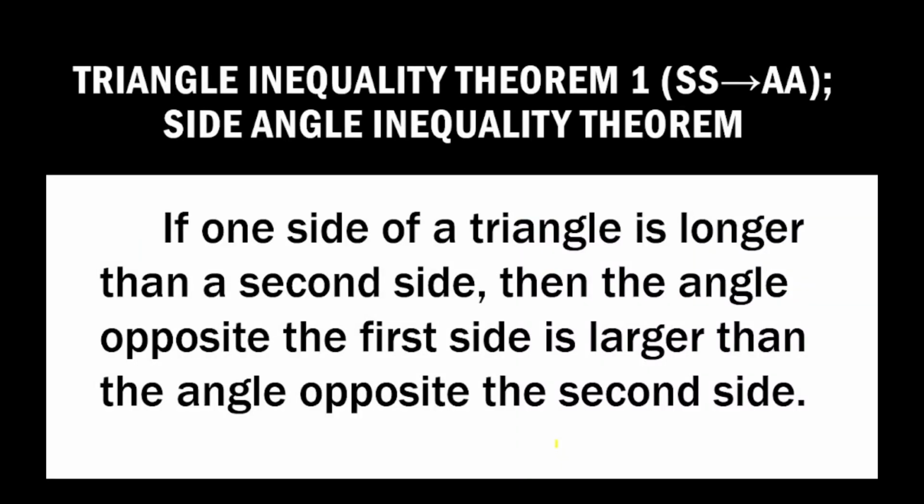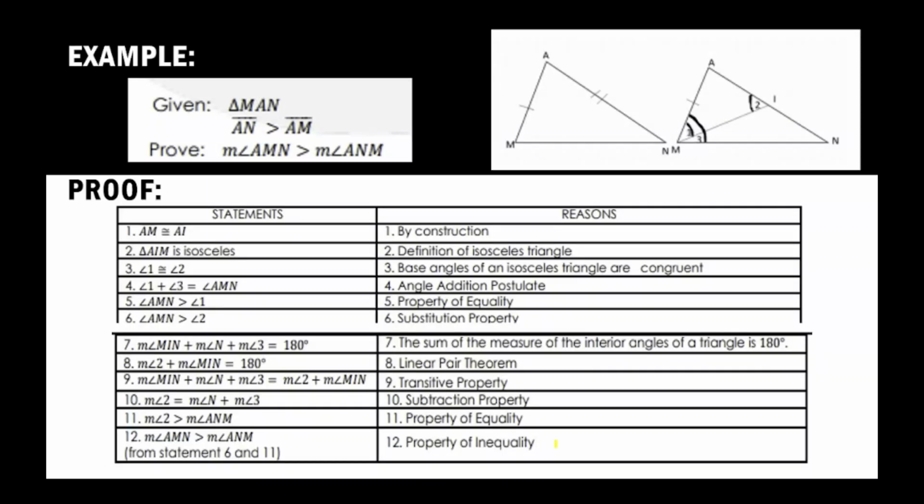Proving. Let us have a sample proving of the triangle inequality theorem, the SS to AA, the side-angle inequality theorem. If one side of a triangle is longer than the second side, then the angle opposite the first side is larger than the angle opposite the second side. So, we discussed that last week. We'll just do a sample proving, although this one is a bit longer compared to our third quarter proving.